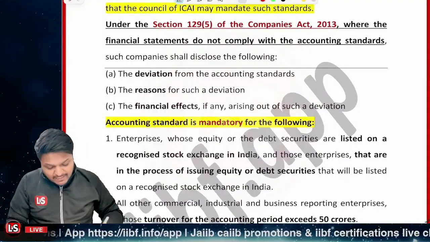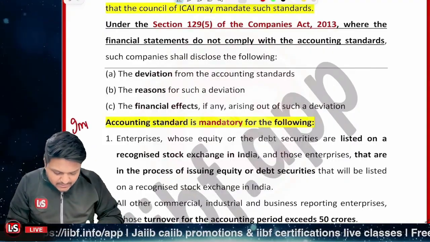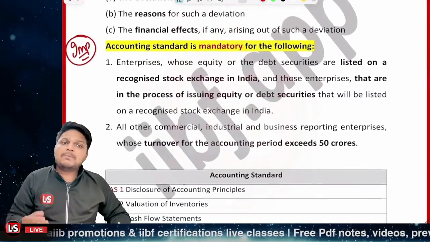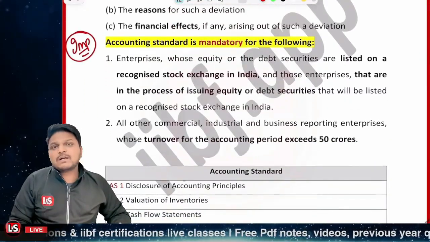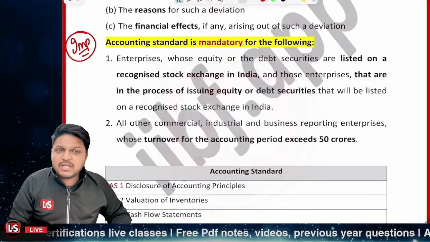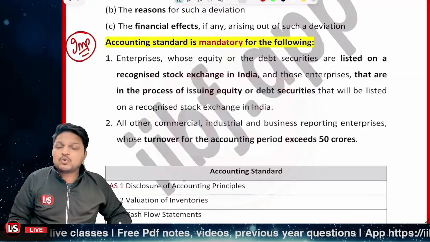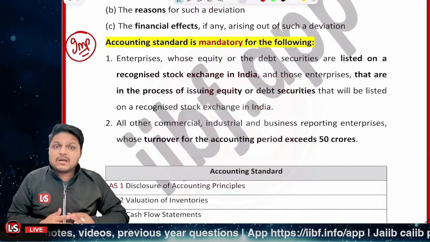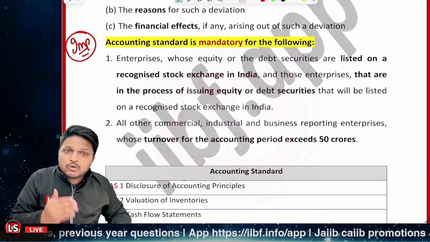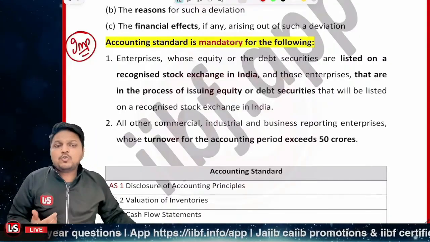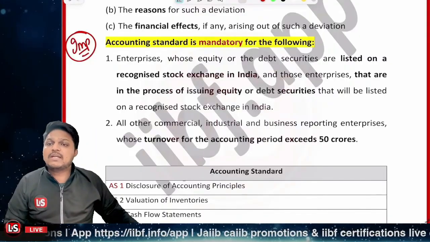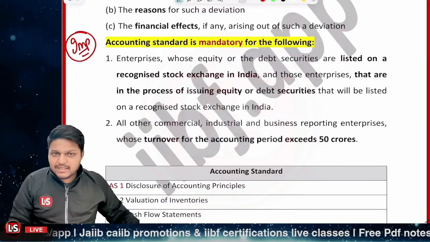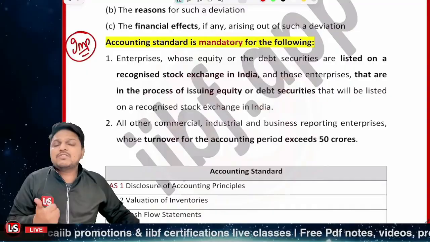And a very important point: accounting standards are mandatory. Where are the accounting standards mandatory? Where the company is listed on a stock exchange. If the company is listed on a recognized stock exchange in India and is issuing debt or equity securities, or is going to issue the securities, in both scenarios they must mandatorily follow the accounting standards. That can only be done if they are following the accounting standards. So that is mandatory for them, right? It's not like an option. It is a mandatory thing which is to be done.